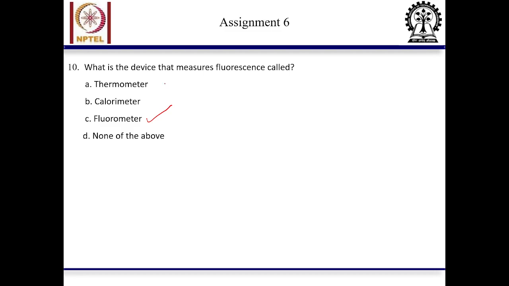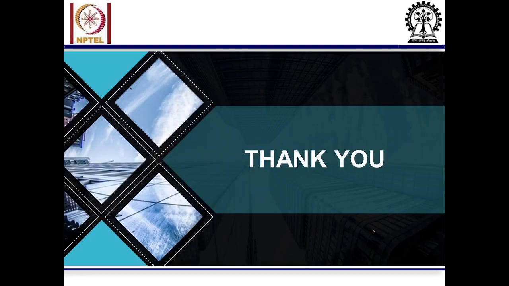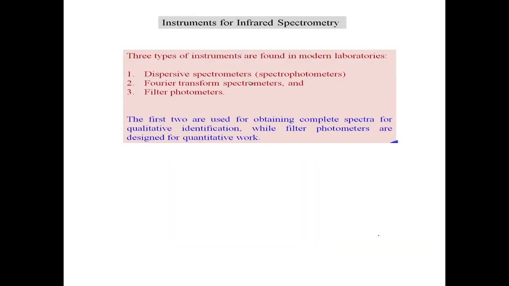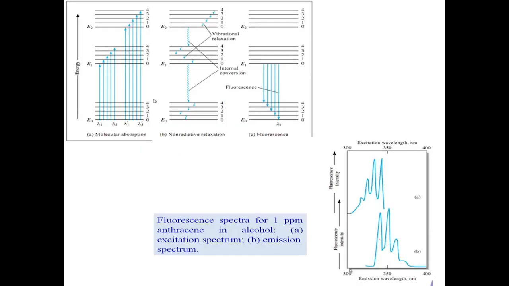With a thermometer, we measure the temperature. With a calorimeter, we measure the heat. And with a fluorimeter, we measure the intensity versus wavelength. Right. So I will go to the fluorescence spectra here.